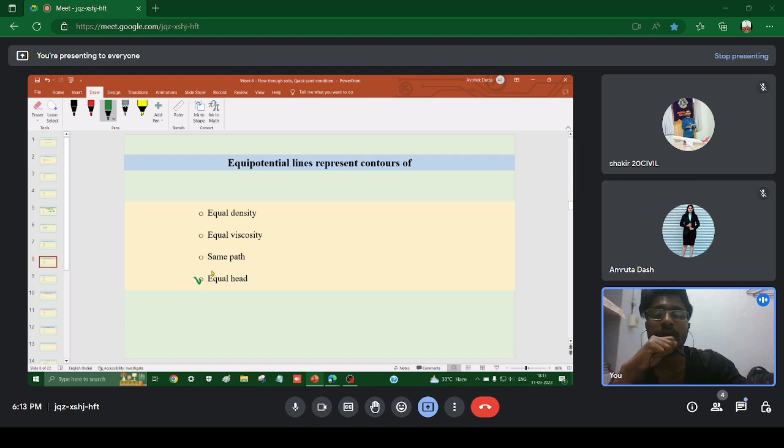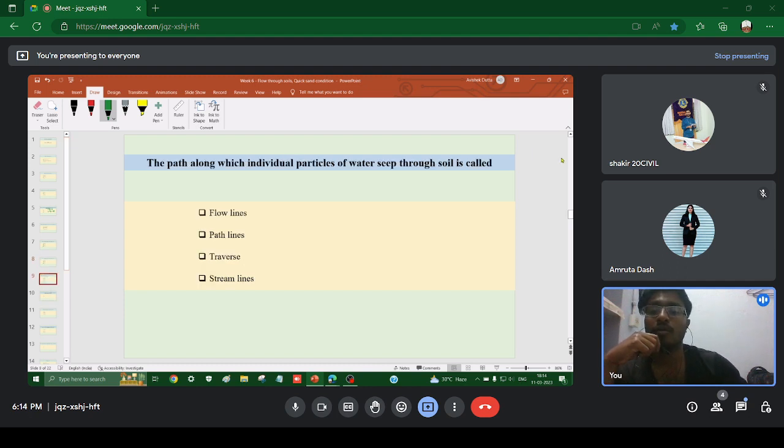We don't have any terminology for equal density or equal viscosity, or even if we have, I'm not aware of it. Same path, we call this as if there is a line. Okay, I'll discuss this in the next question. Same path, but equal density and equal viscosity, I don't think there is a terminology with respect to this particular chapter of soil mechanics. So the answer is equal head. Next question.